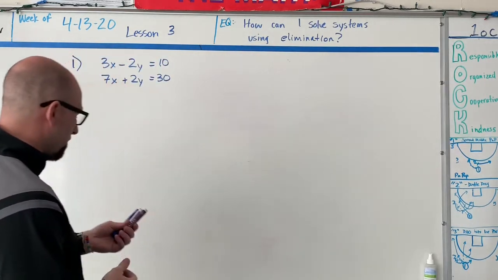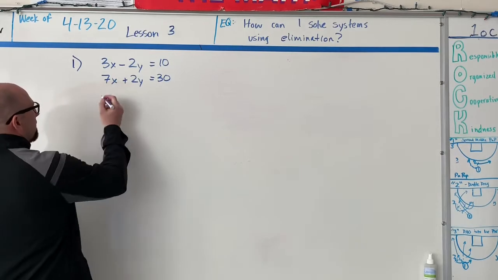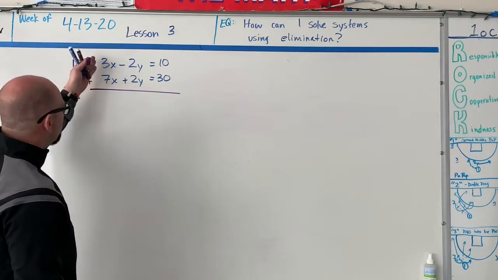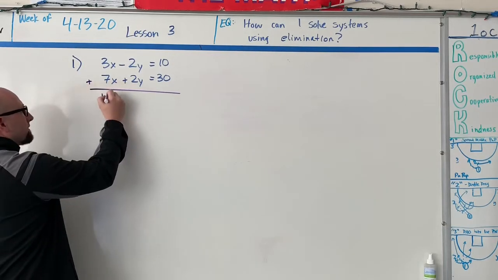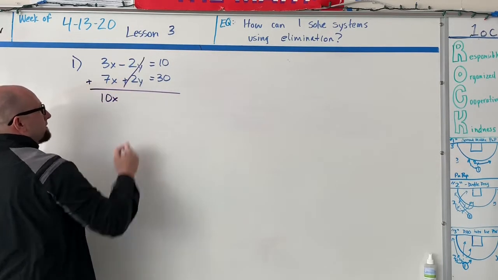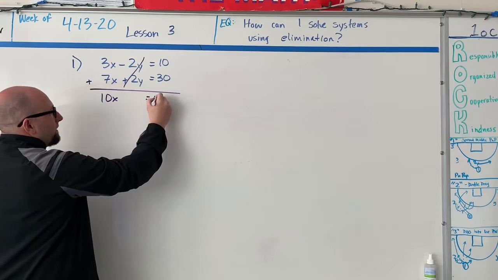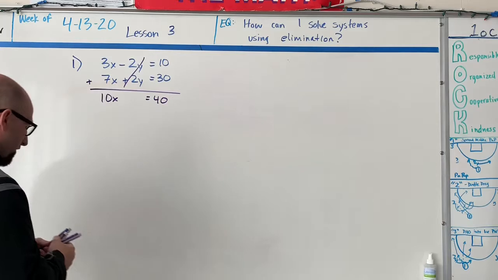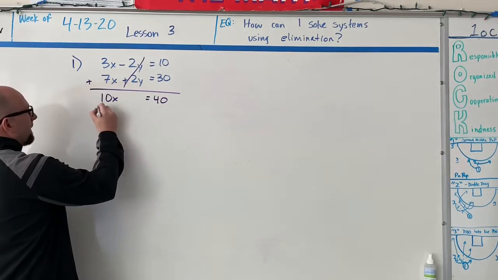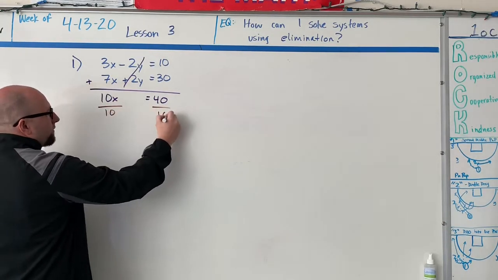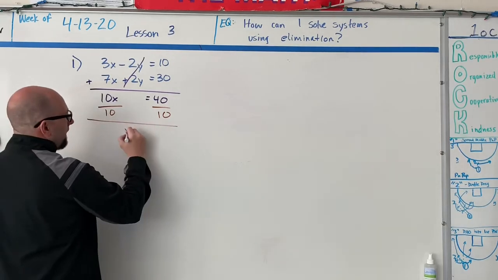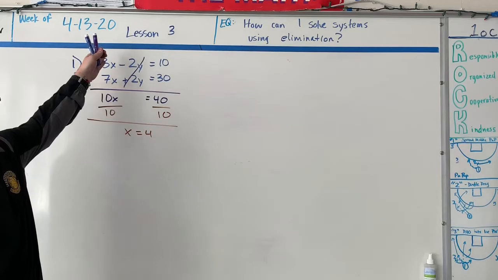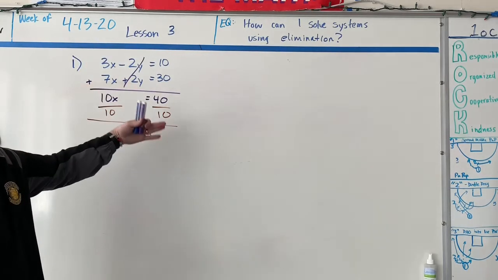So right here, we're going to add these together as if it was an addition problem. Okay, 3x plus 7x is 10x. This is going to be 0y, and this is going to be 40, because 10 plus 30 equals 40. So now we're just going to solve for x. We've got divide by 10. Whatever you do to one side, you've got to do to the other. x equals 4.